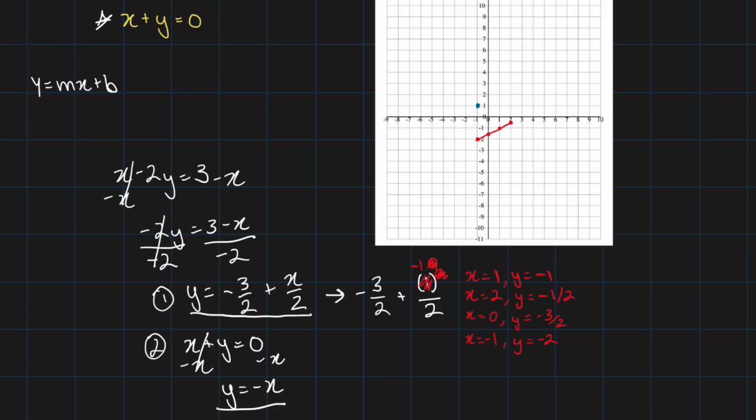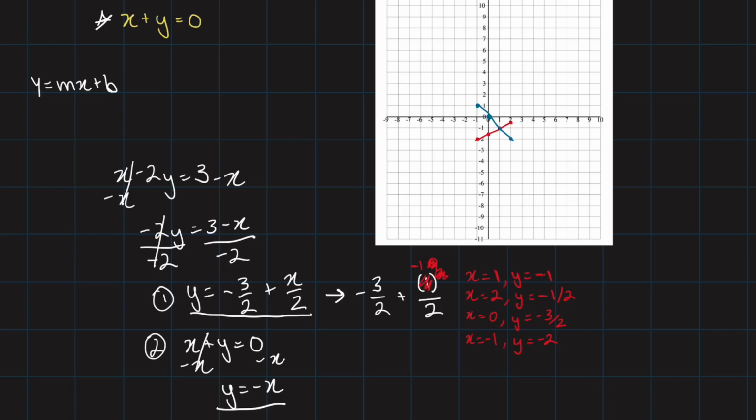When x is 0, y will be negative 0, but that doesn't exist, so they're just both going to be 0. Then when x is 1, y will be negative 1. So then we plot the point there as well. And then let's just do one more. When x is positive 2, y will be negative 2. So this is when x is positive 2 and y is negative 2. And then again, we just draw a line through them.